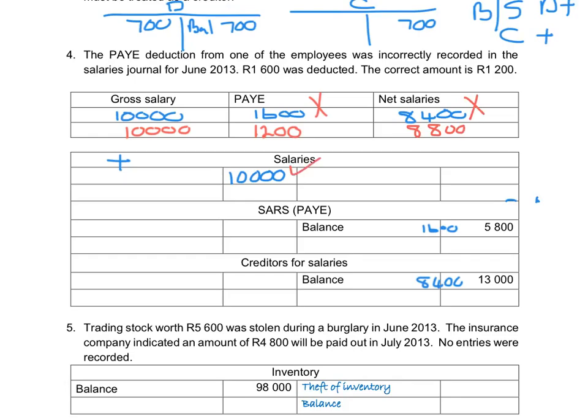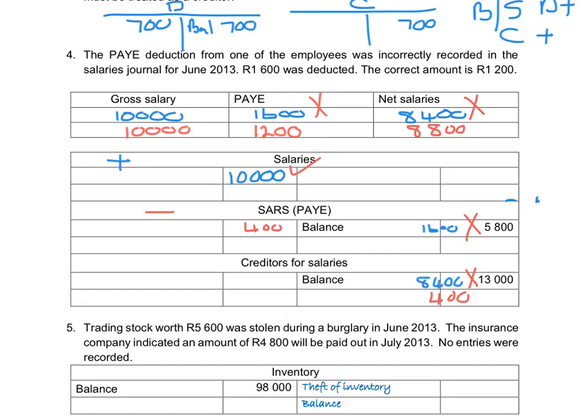The salaries is correct. There's no mistake in the salaries account. This pay-as-you-earn, we showed that we owe SARS 1,600. It should actually be 1,200, so we must reduce this liability on the debit side with 400 Rand. The creditors, we just showed that we owe money to the employees 8,400. That is incorrect, and we have to increase that with 400 to show that actually the amount is 8,800.